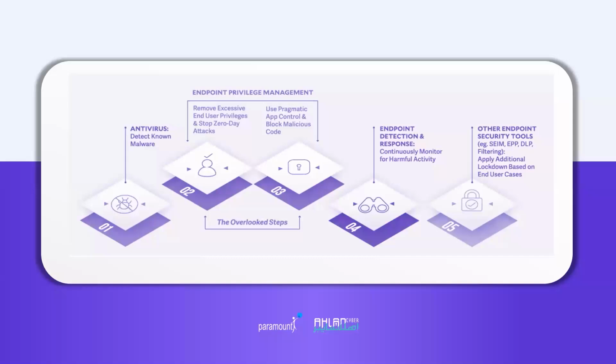However, with the combination of least privileged management and application control, most of the malware and ransomware attacks will then be blocked. So we are talking about endpoint privilege management, adding these two important layers that are often overlooked. It removes the excessive end user privileges, and of course, it stops your zero-day attacks. And you have this application control, which takes care of blocking malicious code. EDRs or other security tools like SIEM, DLP, filtering, and all of that still remain as they are.